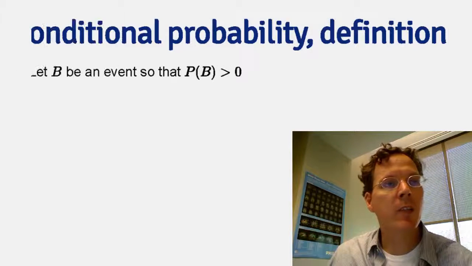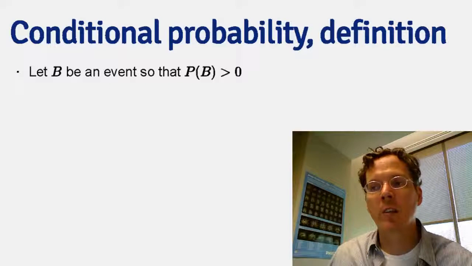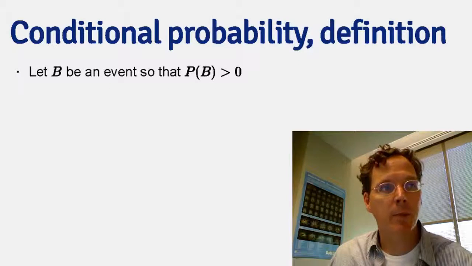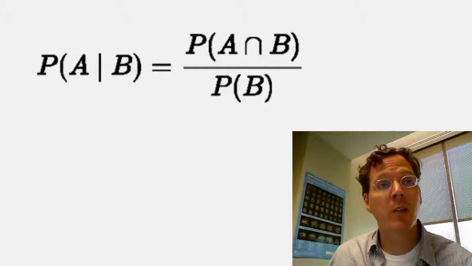So let's let B be an event such that the probability of B is greater than 0. And this is important because there's no sense in conditioning on an event that can't happen. Then the conditional probability of an event A, given that B has occurred, is written like this. The probability of A, little horizontal line, B, so this is read probability of A, given the event that B has occurred, is equal to the probability of the intersection divided by the probability of B.